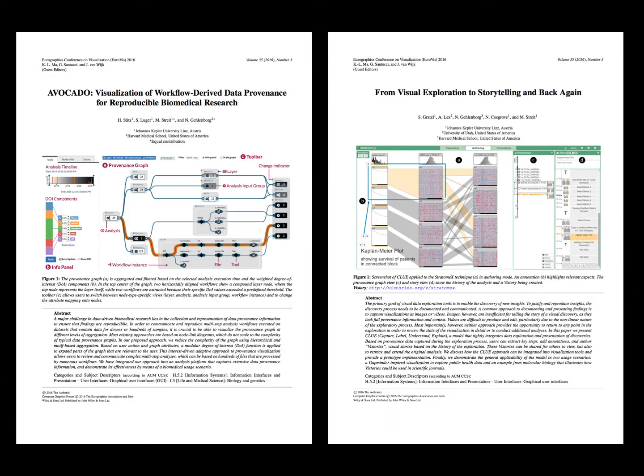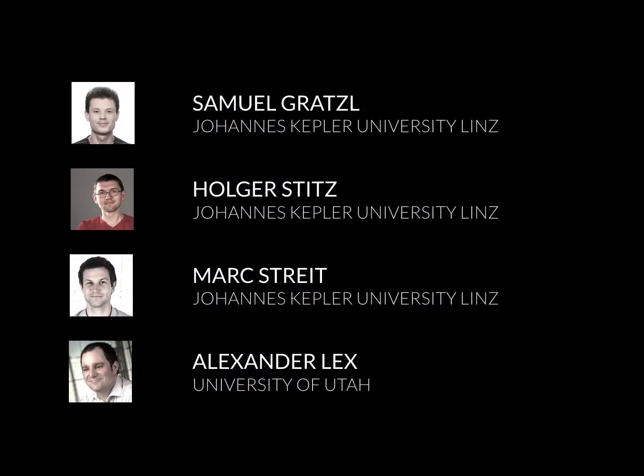Here are two papers describing some of the work that I discussed today. So the first one, Avocado, our provenance graph aggregation and exploration tool, and here is the Clue and Vistories paper that you can check out, and I'm going to share the slides with you somehow, I guess via PDF. I want to thank my collaborators in Austria and the University of Utah, who have worked on about a half dozen projects that I talked about. The other papers that I probably should have mentioned are the lineup paper, the Stratomax 2 papers. So this is all the team of people who were involved in this as sort of the core researchers.